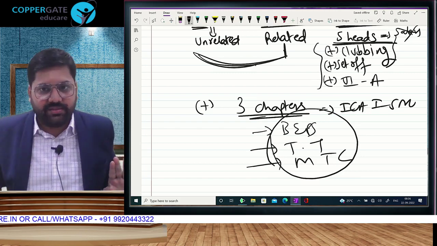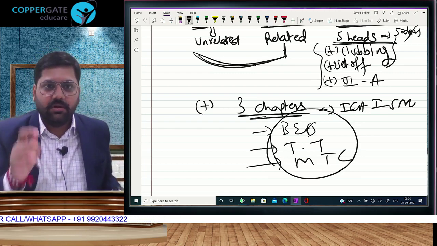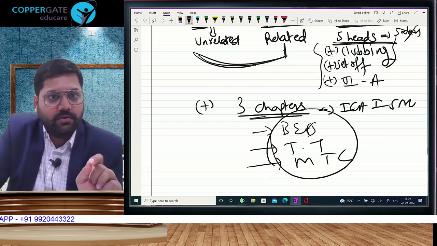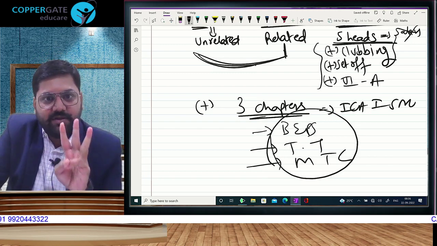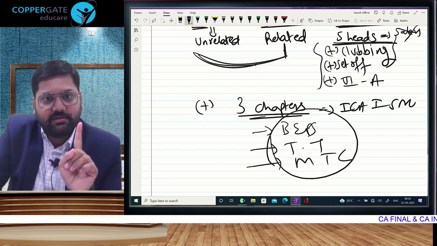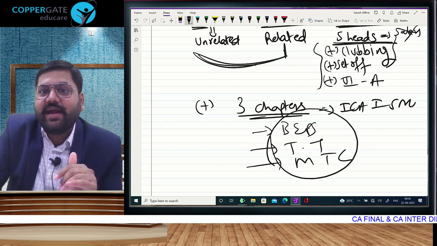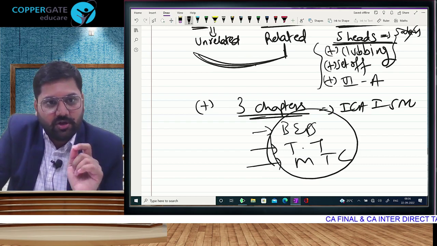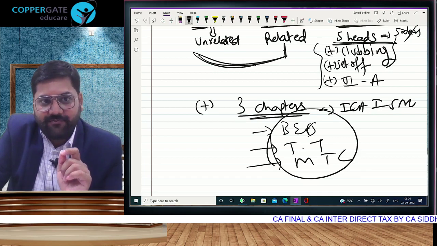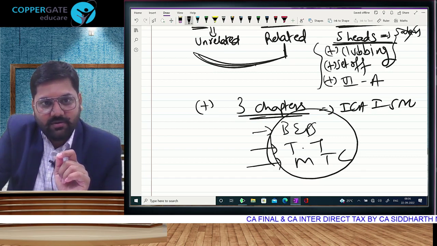10 days before these chapters, I will tell you to bring printouts and keep the hard copy ready with you. Because 40 chapters ka book I am giving, 3 chapters ke liye ICAI ki website se you have to download the study material. Take printouts. Why 10 days in advance? Because you are all going to office, so you all have a free printer available for you.